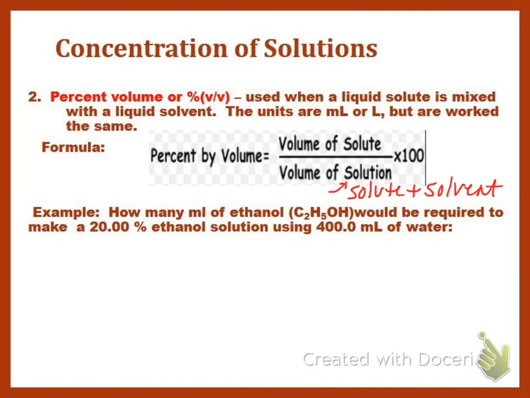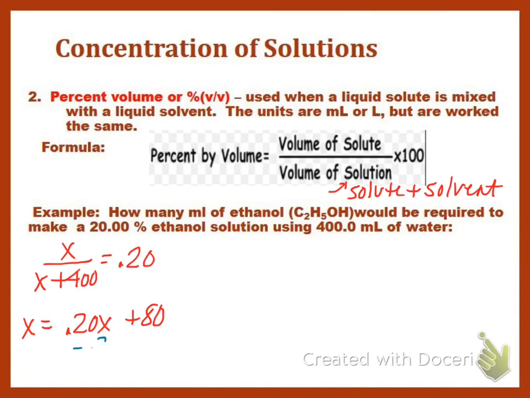Okay? So this one wants to know how many milliliters of ethanol would be required to make a 20% solution using 400 milliliters of water. So same concept, X over X plus 400 equals 0.2. Cross multiply, and you get X is equal to 0.2X plus 80. So minus 0.2X, minus 0.2X.